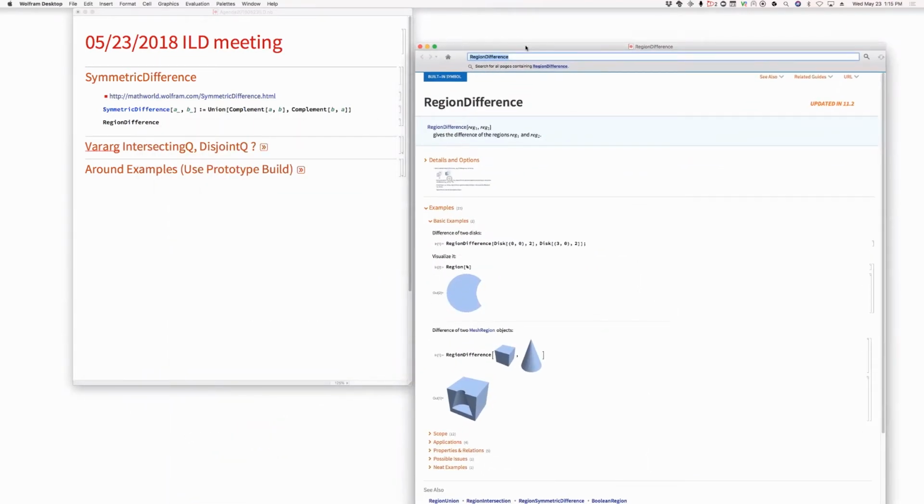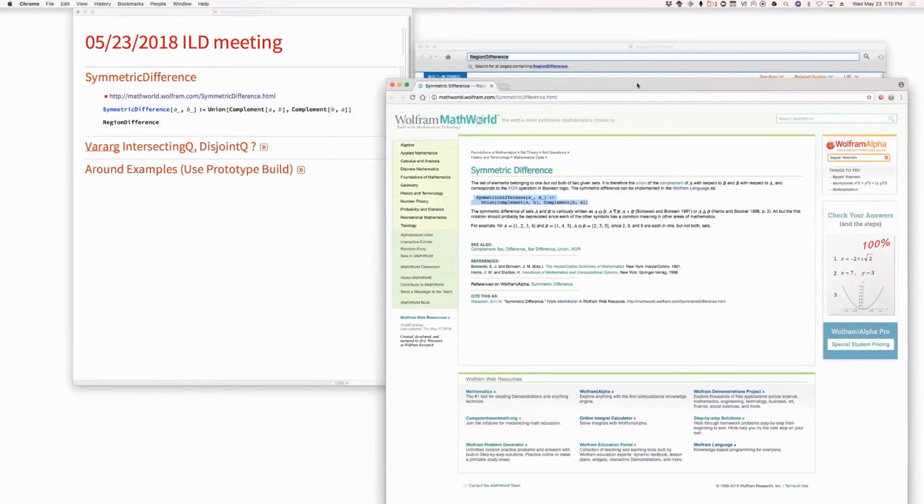What is the symmetric difference of two numbers? Or is that not a meaningful thing to ask? I don't know of a definition for that. So in this case, this would be the area that belongs to one of the regions, but not both. Right.